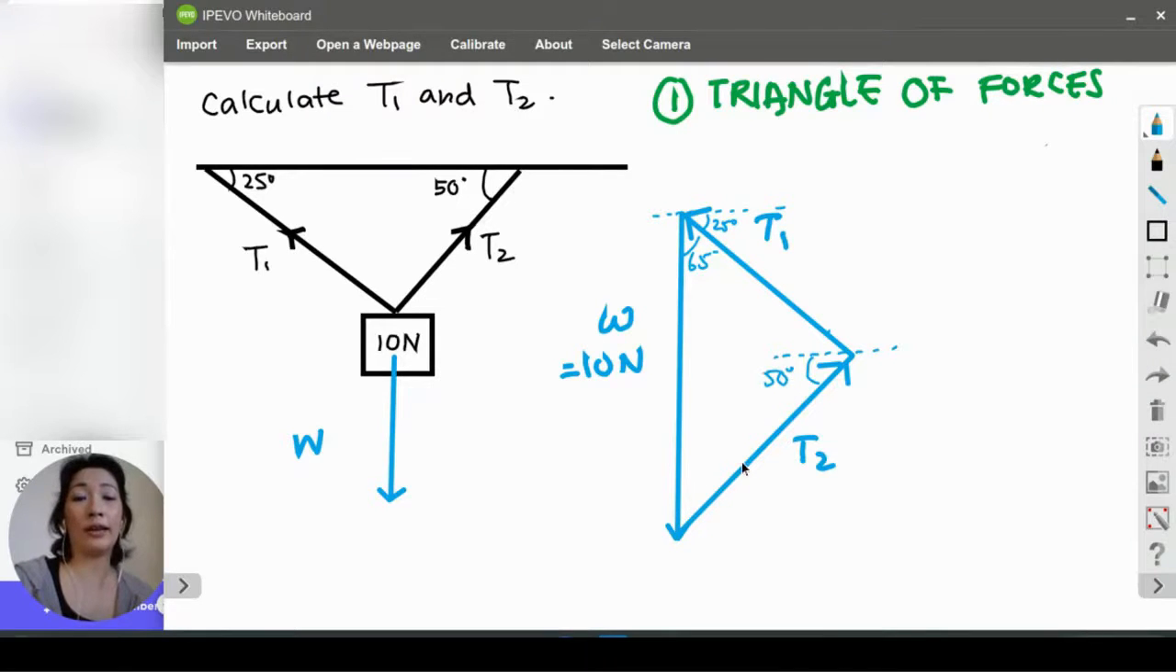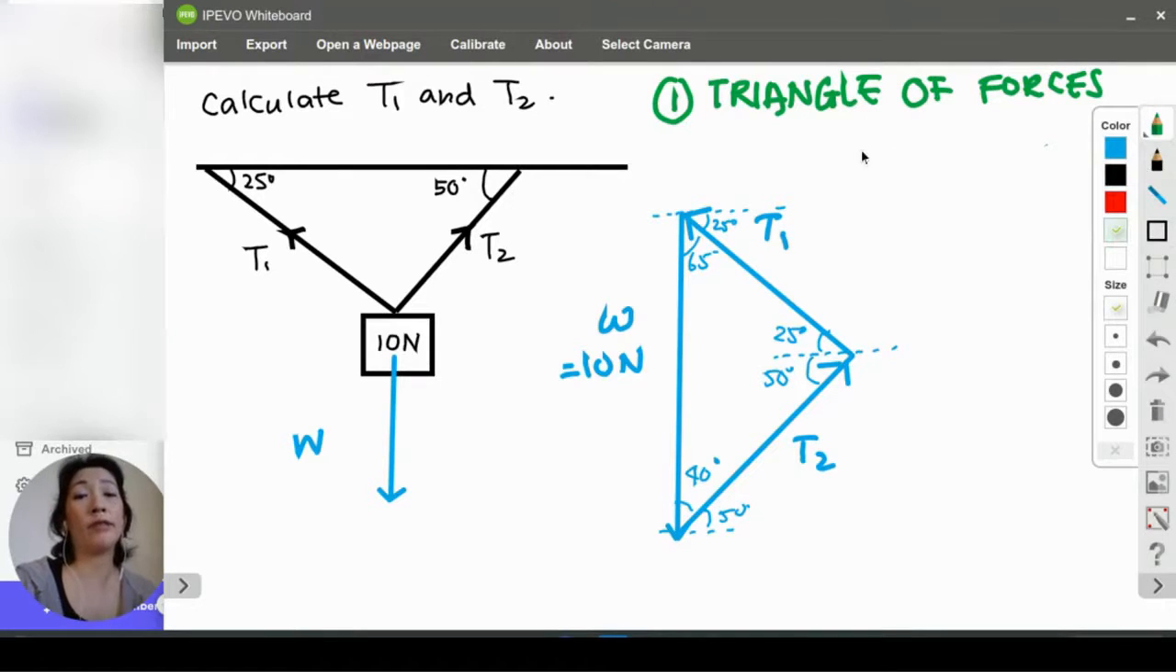To get this angle here, you can use the Z rule, and this would be 50, which means if this is a right angle, this obviously has to be 40 degrees. And just like for this section, Z rule, this would be 25, which means the total angle on this side is 75 degrees. To solve this, we can use the sine rule.